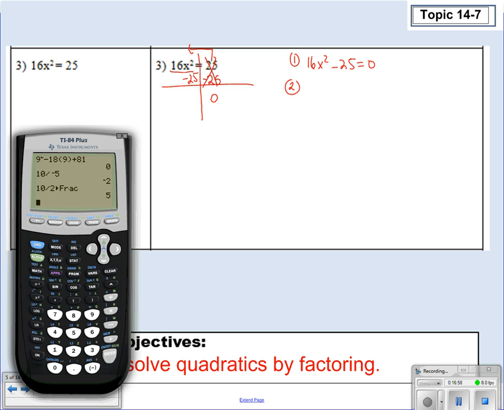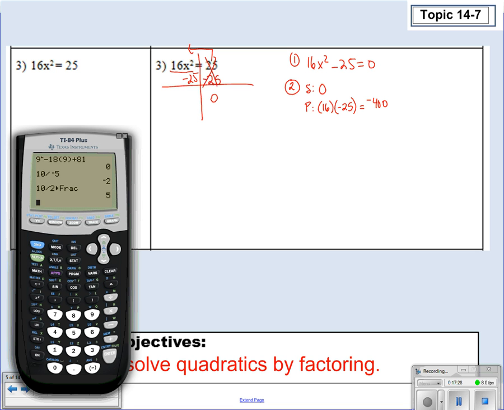Second step, let's factor. We have our sum. What's the sum? Notice we do not have an x. So since there is no x, our sum, the number, has to be 0. Product, we take the number in front of the x squared and our constant, which is negative 25, and multiply them. 16 times negative 25 is a negative 400.